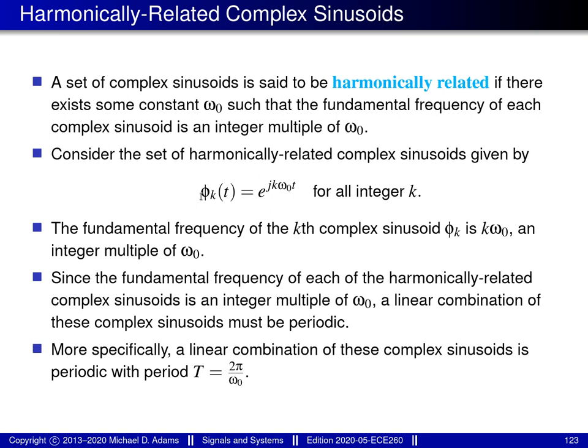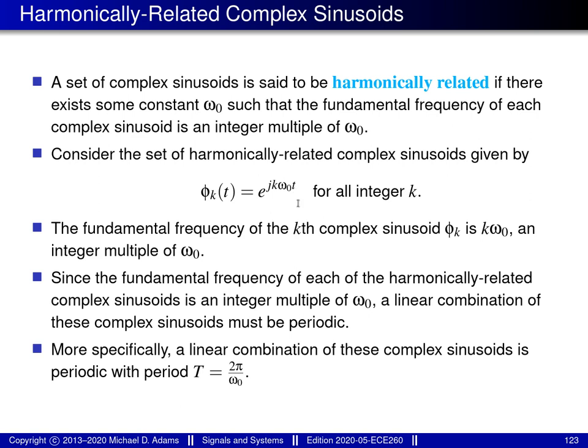So for example, this set of functions, which is denoted by phi subscript k for various integer values of k, these functions are harmonically related. The reason why is if we look at the fundamental frequency of these complex sinusoids, which are k omega naught, they're all integer multiples of the same frequency omega naught. Therefore, these functions are harmonically related.